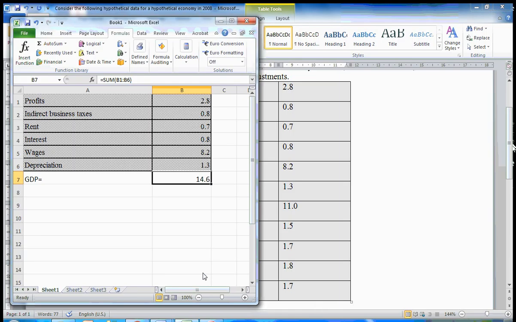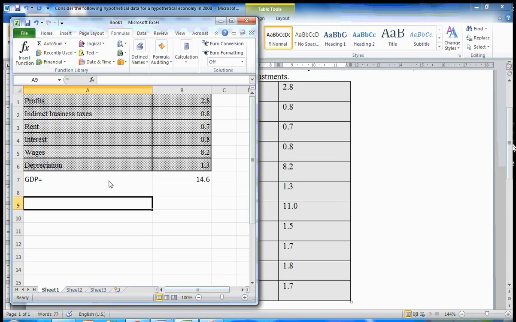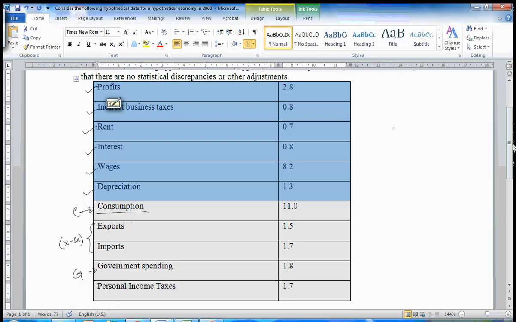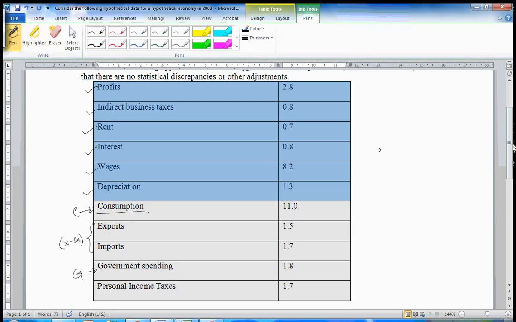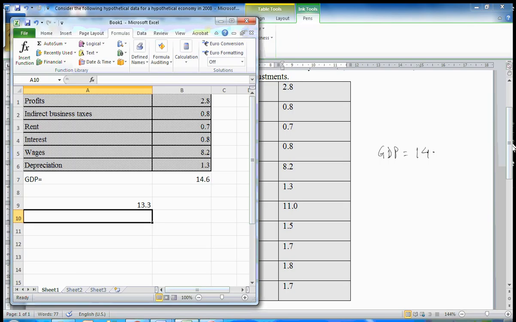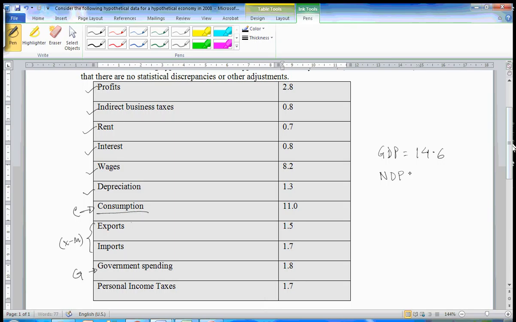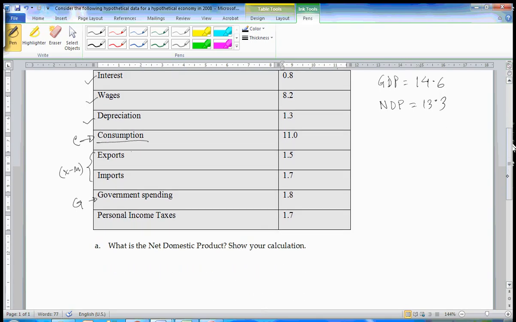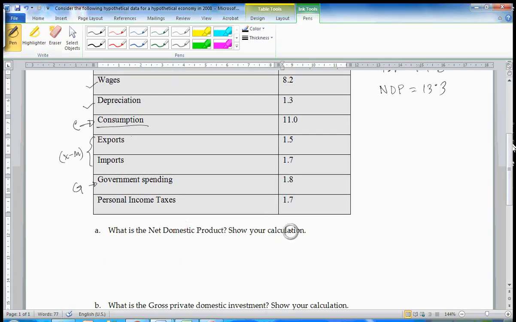Now to find the net domestic product, what we have to do is deduct the depreciation from GDP. So I can take this gross domestic product of $14.6 trillion and deduct the depreciation, which is 1.3, to find out my net domestic product, which turns out to be $13.3 trillion. So we have found GDP to be 14.6 trillion dollars and our net domestic product to be 13.3 trillion dollars. So this 13.3 trillion dollars is our answer to this part A.